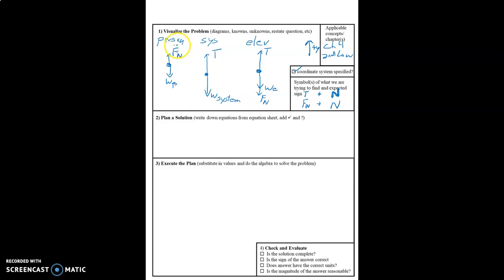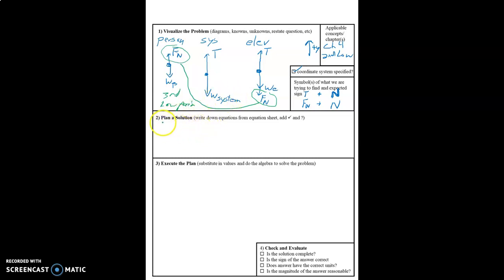And if we look, this force here and this force right here, those have a special relationship. The elevator pushing up on the person, and the person pushing down on the elevator. Hopefully you remember, those are called a third law pair.